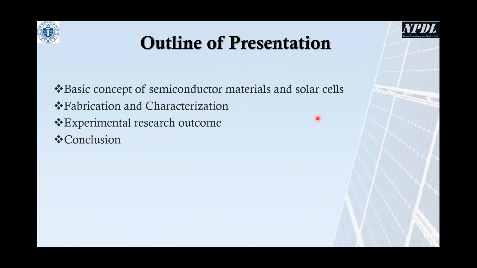Today my presentation outline covers, first, some basic concepts of semiconductor materials and solar cells. Second, the fabrication approach and characterization approach that we use in our lab for analysis and fabrication of our solar cell. Third, the experimental research outcome, and finally I will give the conclusion of my research outcome.